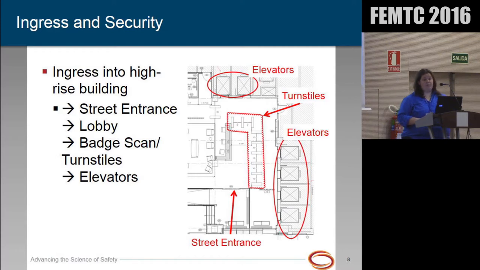So I'm just going to give a brief few case studies. The first one is simple ingress into a high-rise building. So the basic flow that you're looking at here is occupants enter from the street, they go into this small lobby and through some turnstiles where they have to scan their badge, and then finally they wait up around here for the elevators.